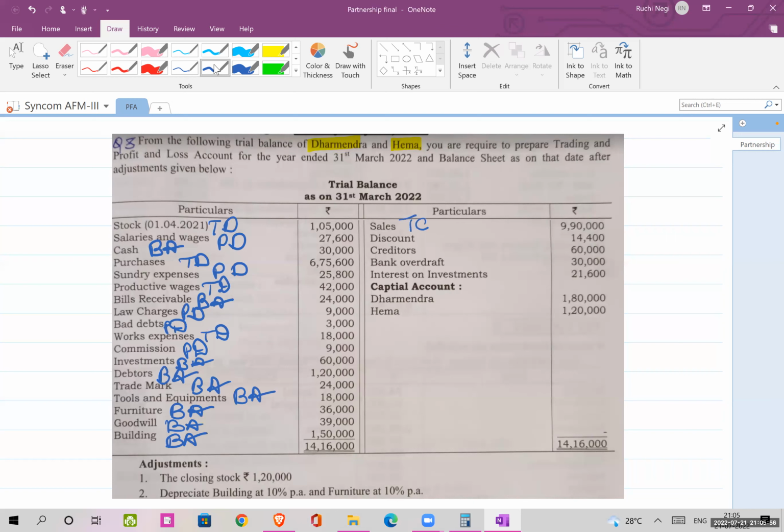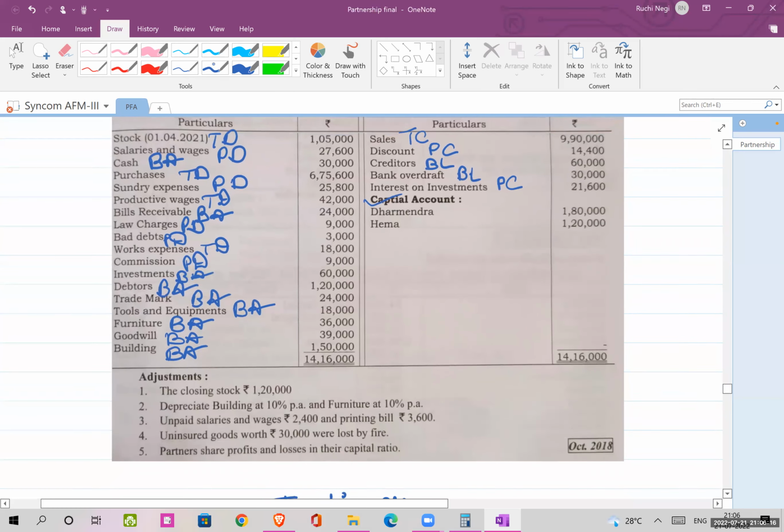Coming to the other side, sales, trading credit. Discount is on the credit side, so this is income, correct? So P&L credit. Creditors, balance sheet liability. Bank OD, balance sheet liability. Interest on investments, P&L credit. Capital accounts of Dharmendra and Hema. Now let's see the corresponding adjustments to it.